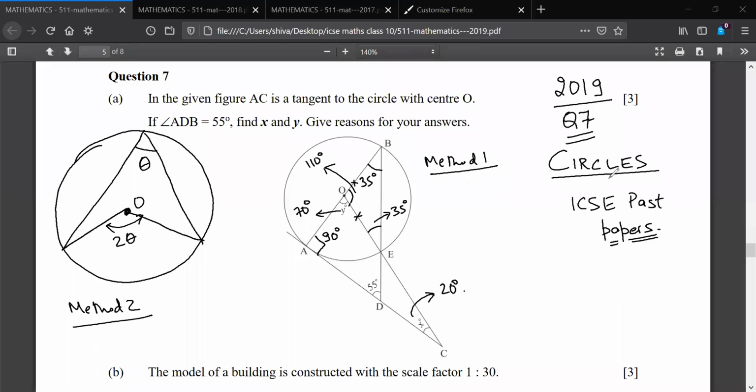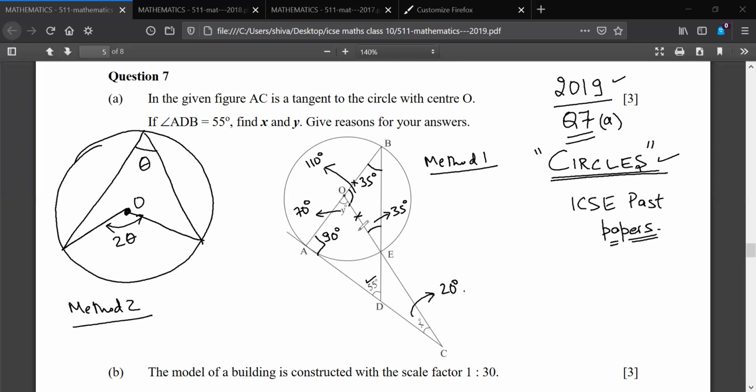Okay, Mr. Rudra. So we are doing past papers of ICSE, and the topic that we are discussing is circles. This is the 2019 paper, question number 7A. Now angle ADB is given to be 55 degrees, and we need to find X and Y.